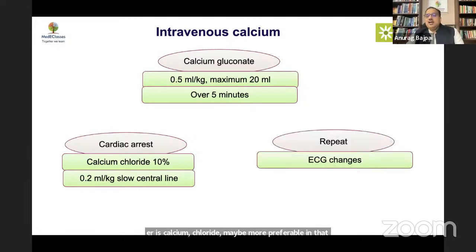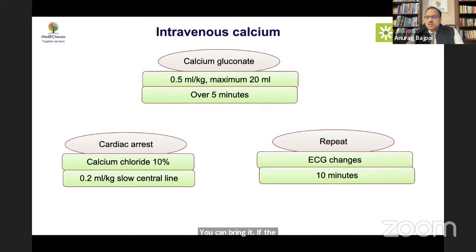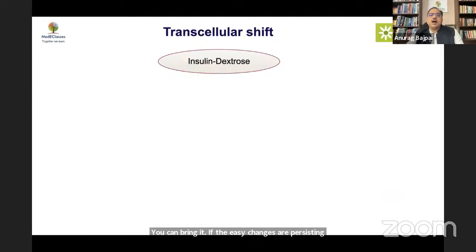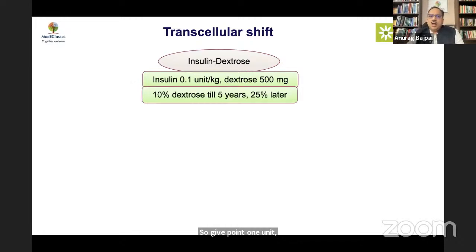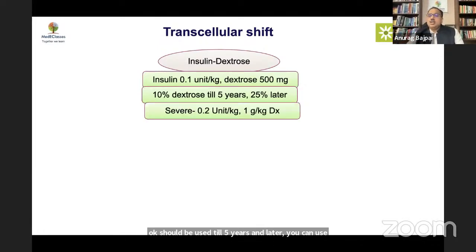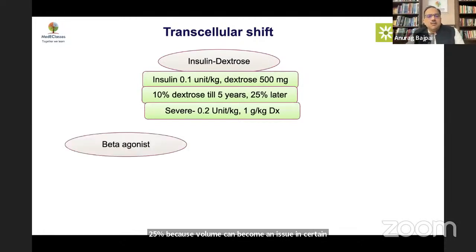You can repeat it if the ECG changes are persisting after 10 minutes. So you may repeat it just for prevention and protection of the heart. You can use insulin dextrose to shift the potassium inside. So give 0.1 unit per kg, and for every 0.1 unit per kg, 500 milligram per kg of dextrose is required. 10% dextrose should be used till 5 years, and later you can use 25% because volume can become an issue in certain scenarios. In severe cases, you can double the amount of the insulin dextrose that you're giving.